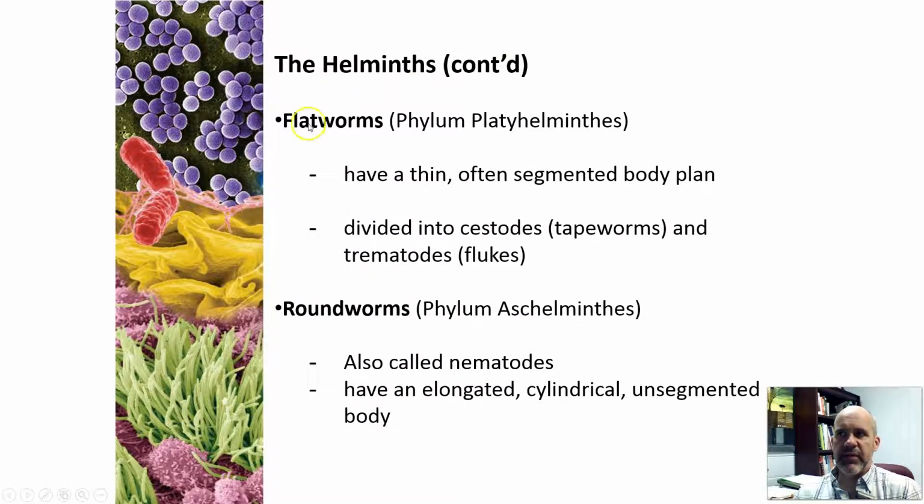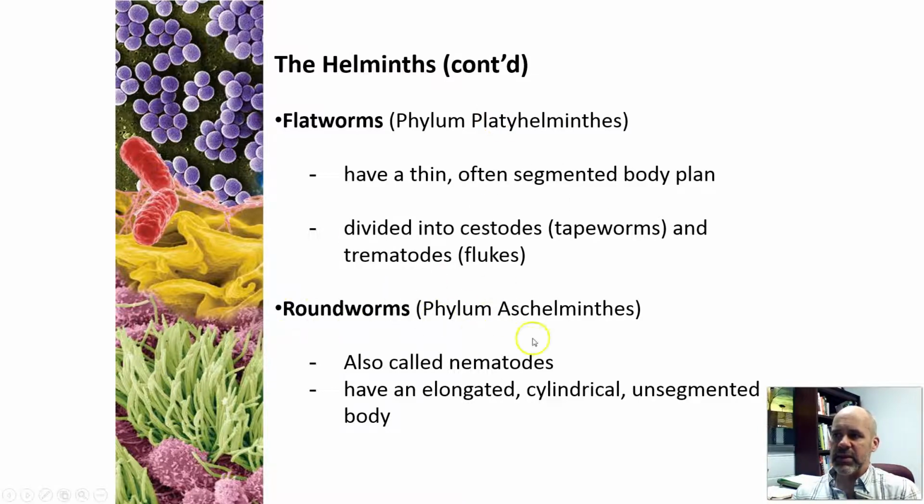A little bit more detail. The flatworms are part of a phylum. That's one of our classification levels. The phylum Platyhelminthes includes your flatworms. And the flatworms are divided into a group called the cestodes. Those are your tapeworms. And then the trematodes, that's another name for the flukes. And there are many different examples of these. Very thin bodies, and they're segmented. That means they're divided up into individual pieces or segments that essentially look almost identical.